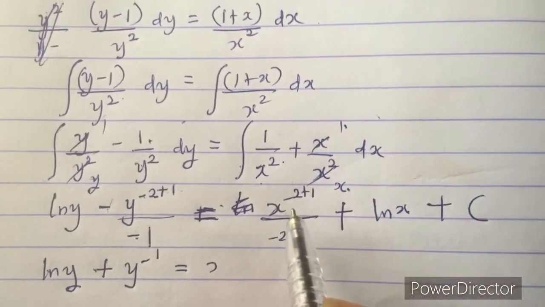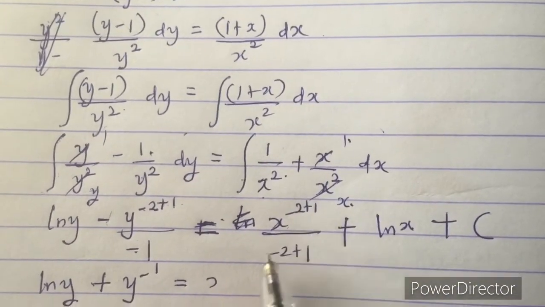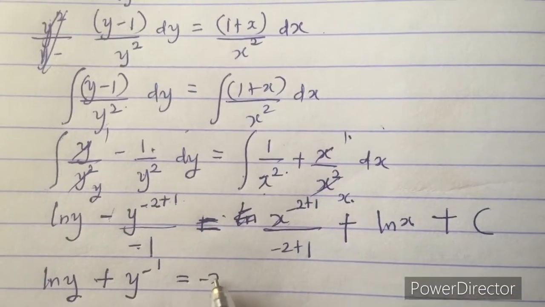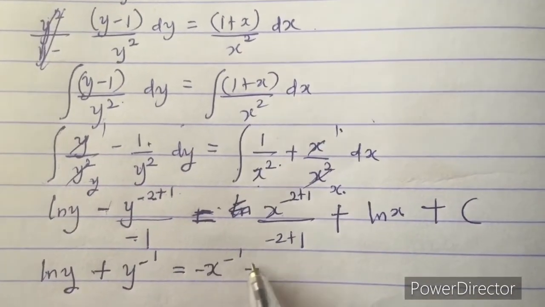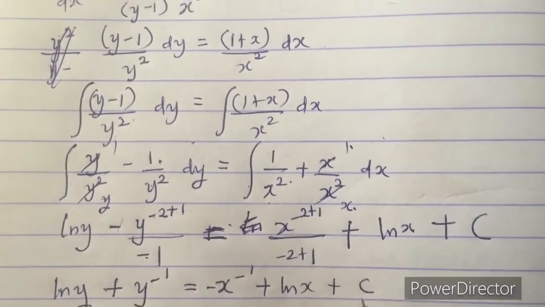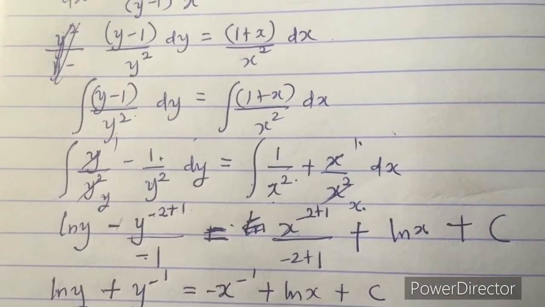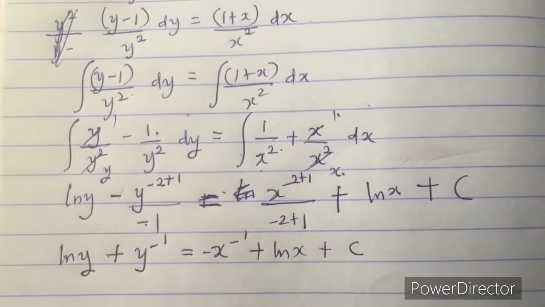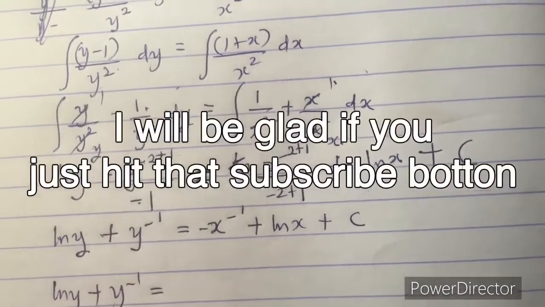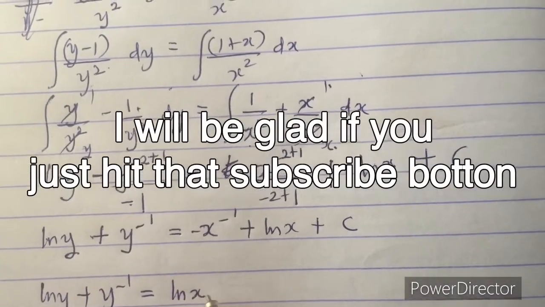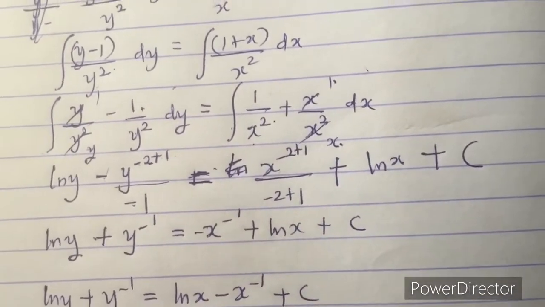That is supposed to be minus x. Yes, this is supposed to be minus x raised to power minus 1 plus ln x plus c. Yeah, so just for the writing's sake, let me rewrite this as ln y plus y raised to power minus 1. Then that will be ln x minus x raised to power minus 1 plus c. That is it.